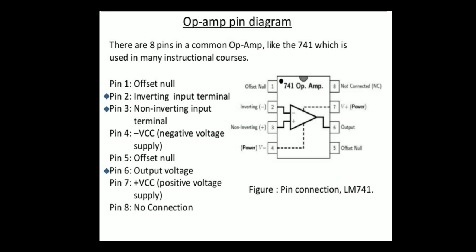In op amps, mostly we use the 741 for many applications. It is the common op amp we use. It has an 8-pin configuration. The first pin and the fifth pin are the offset null. The fourth pin is power, and the seventh pin is power. The second and third pins are the inverting and non-inverting input terminals, and the sixth pin is the output.